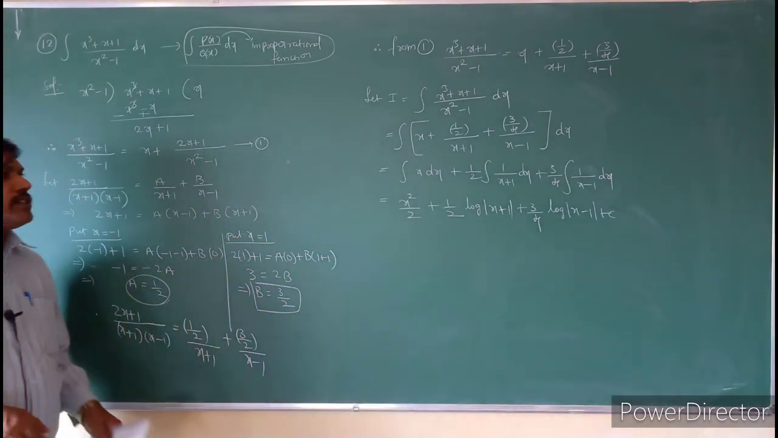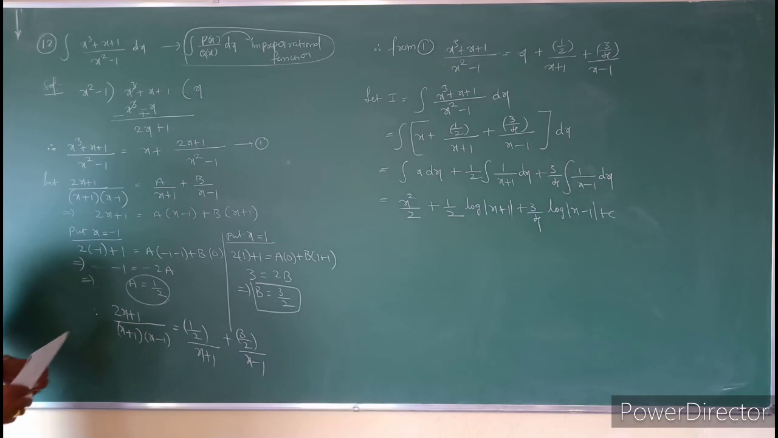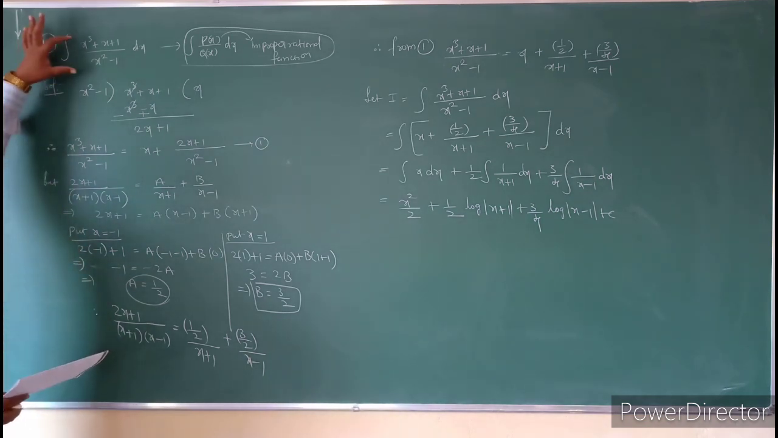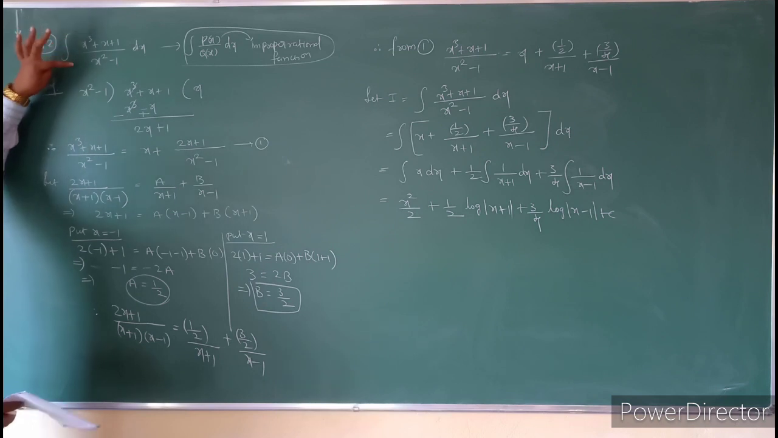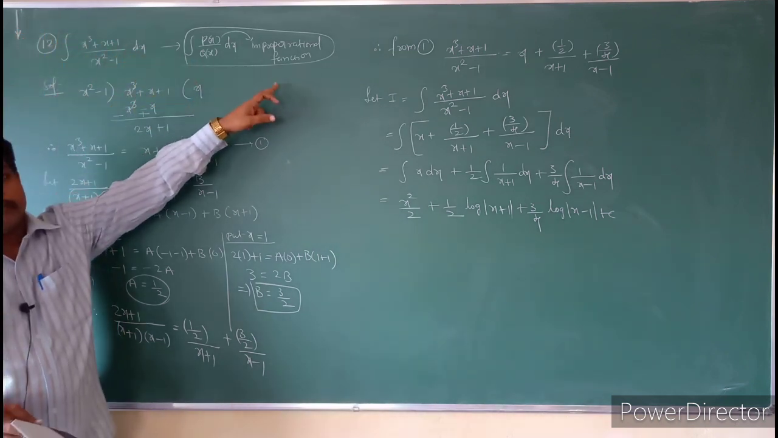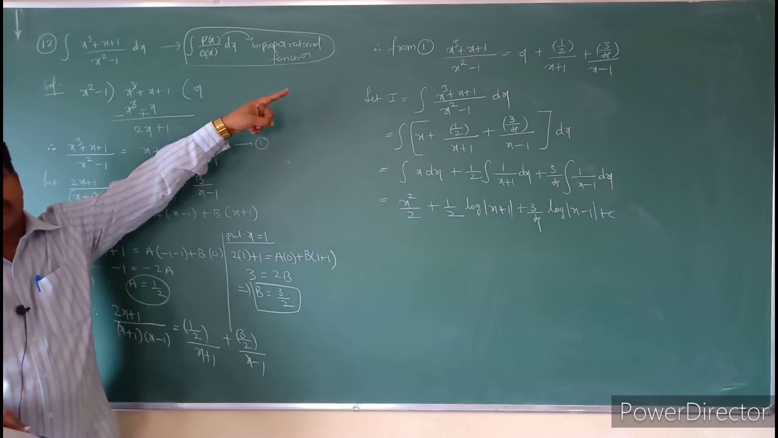So see that question, students. This is the division here. It is an improper rational function. We have to identify that. The numerator degree is 3 and the denominator degree is 2. So first you have to identify this one. It is an improper rational function.